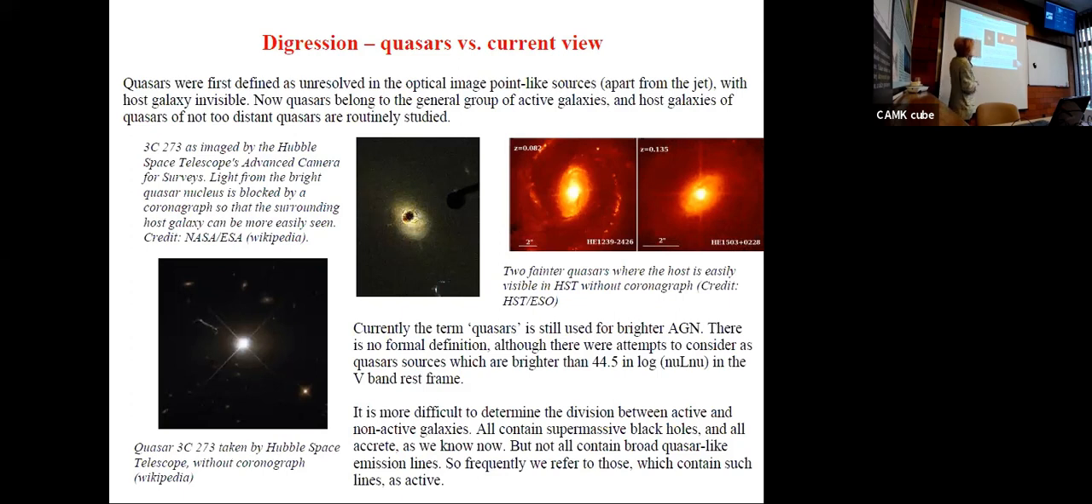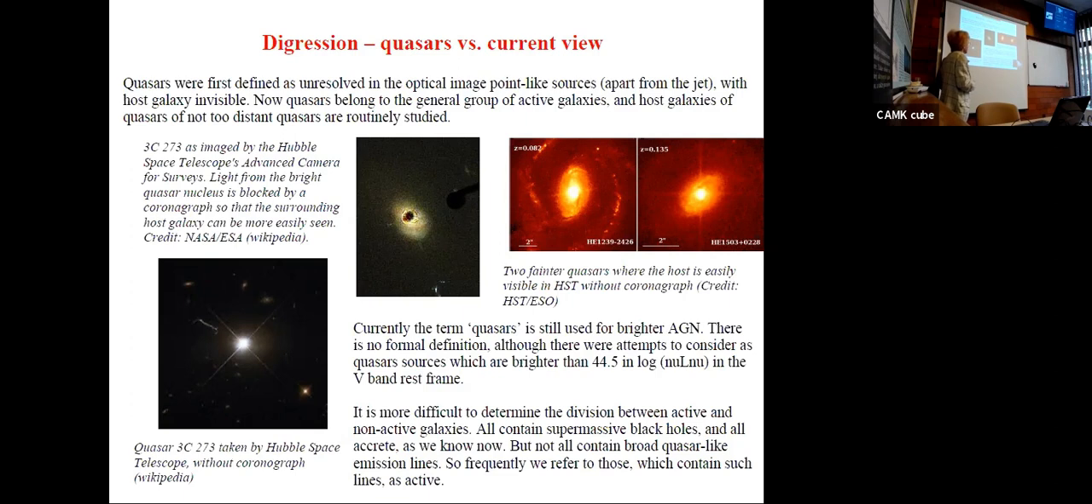On the other hand, this was the first image of a host galaxy of a relatively distant quasar. But nowadays, studies of the host of nearby quasars are a kind of routine task. And in the case of somewhat closer quasars, you don't even need a coronagraph. This is just the image. It's not quite clear, but you see here spiral arms. And in that case, you don't see the spiral arms well, but you still can identify the galaxy as a spiral thing. So now we do not say that quasars are kind of different. We talk about active galaxies.